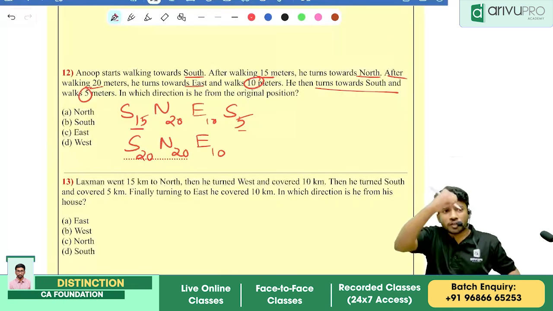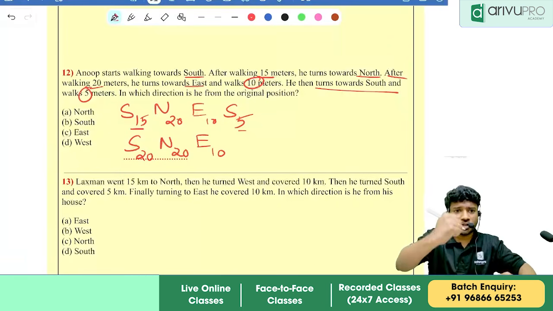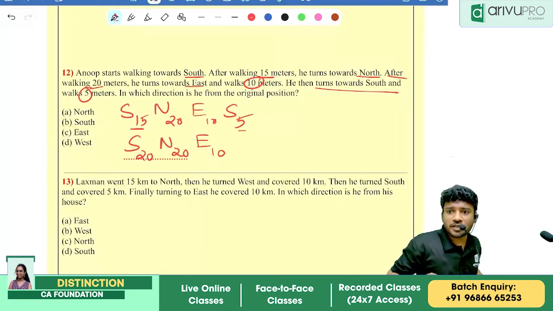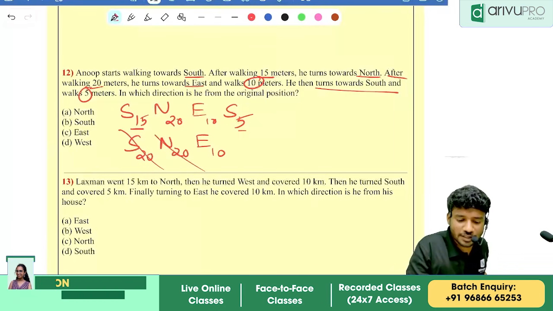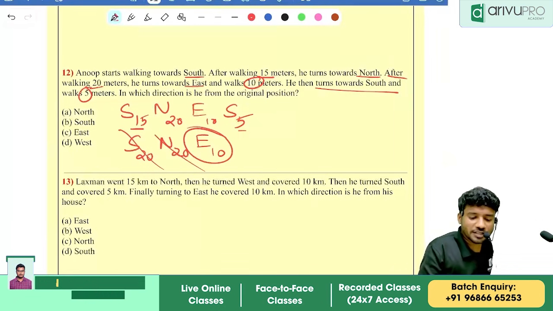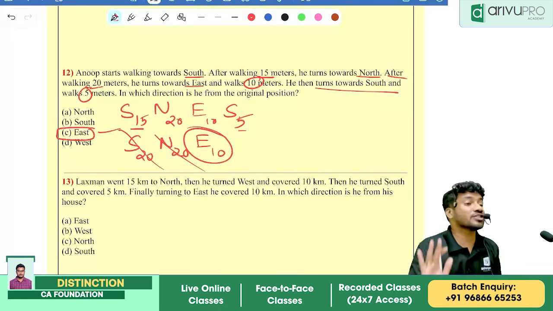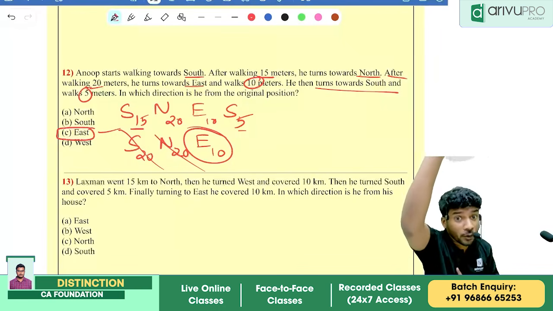Yes, I am walking 20 meters in the north direction. Then I turned and I walked 20 meters in the opposite direction. That means it will cancel out, right? That means south and north got cancelled. What is remaining? East 10 is remaining. So which direction is it with respect to original position? East is the answer. Now one more spoiler for you.